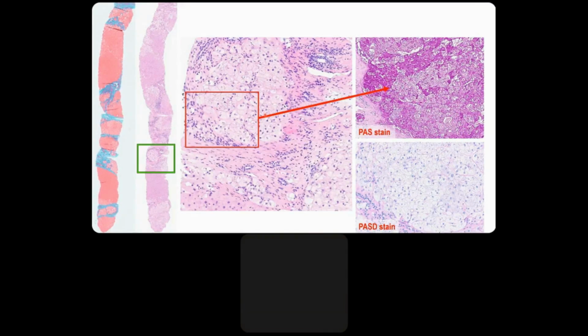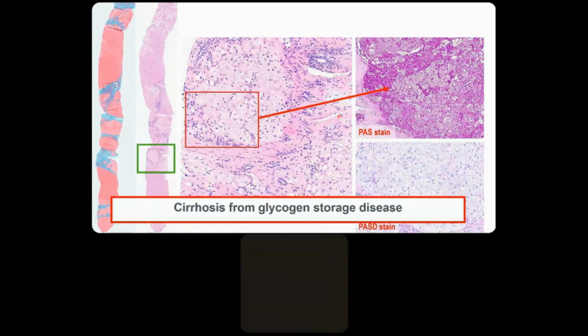An additional PAS and PASD stain can be used to confirm the abnormal glycogen accumulation, which is completely digested on the PASD stain with diastase, which confirms the glycogen nature of this cytoplasmic clearing. So this is a case of glycogenic hepatopathy, and further genetic testing confirmed a diagnosis of glycogen storage disease type 3 caused by mutation in the AGL gene, encoding the glycogen debranching enzyme.